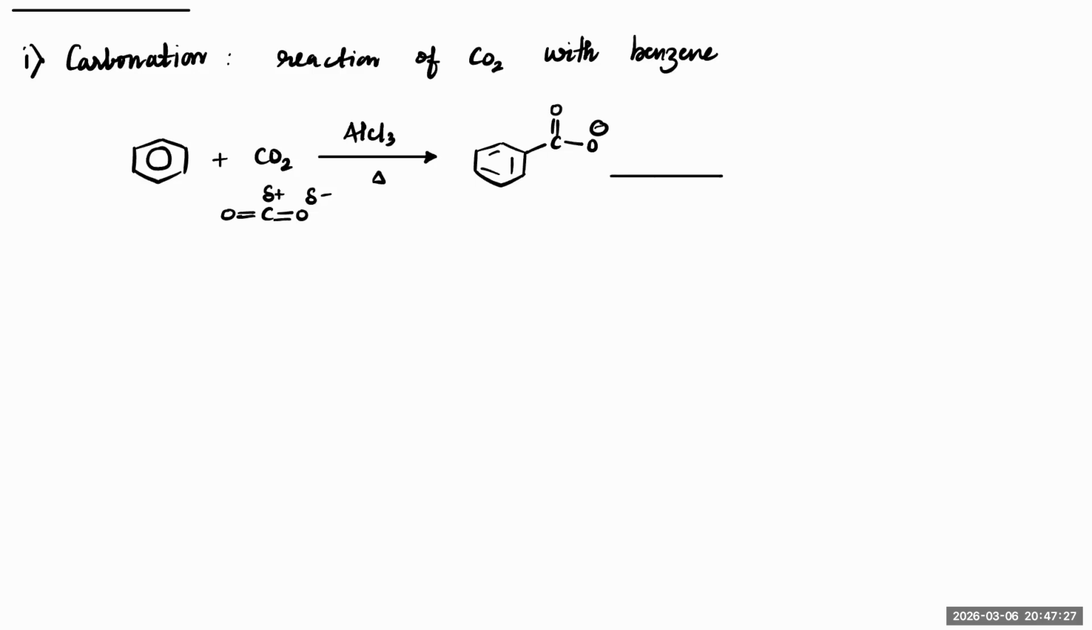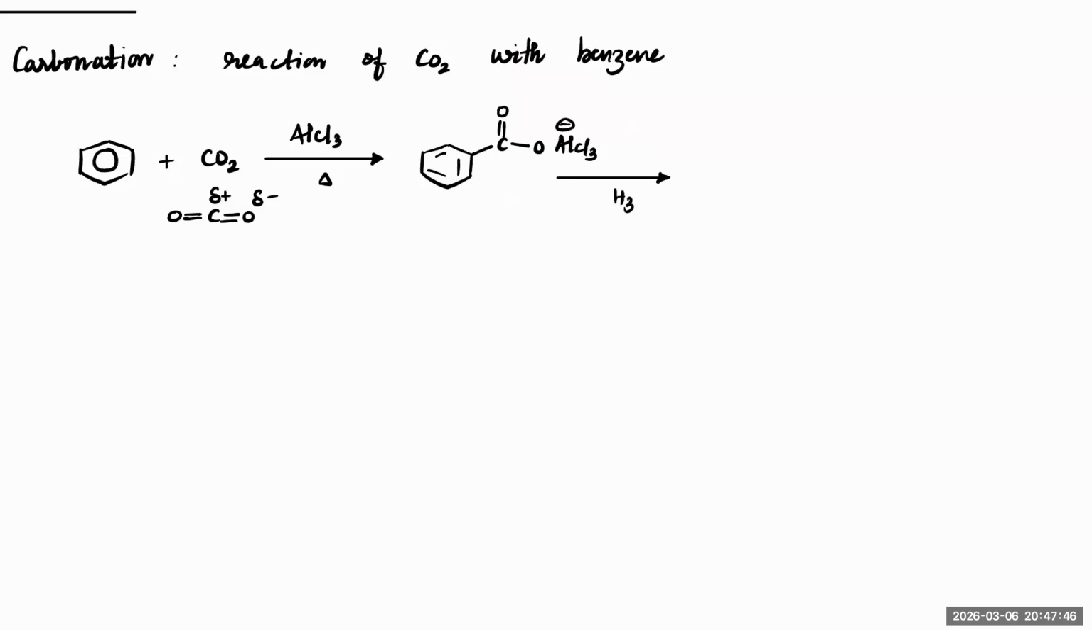And that, on hydrolysis, of course we have AlCl3 here. This minus will be appearing on AlCl3, my mistake. Then on hydrolysis, you will get COOH. That's how we can get the COOH group. So benzoic acid is what you will get, and AlCl3 will be left over.